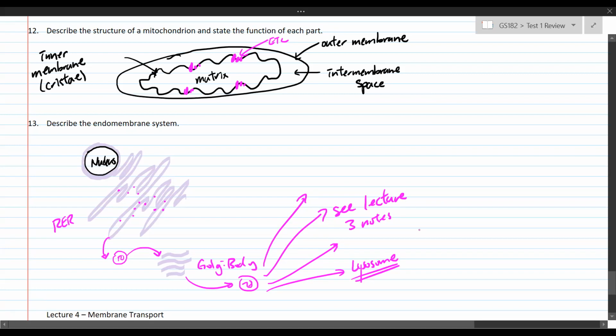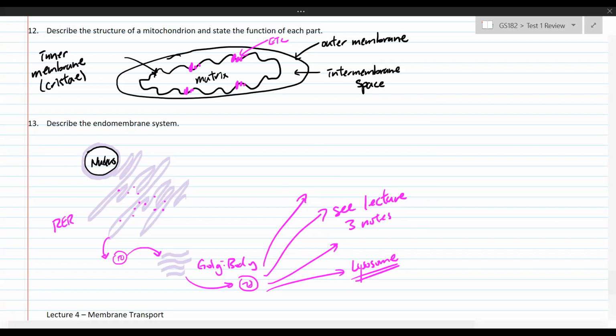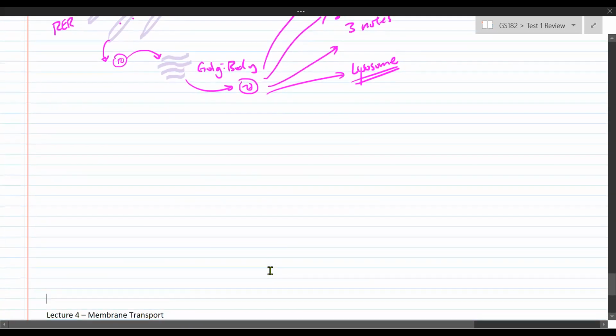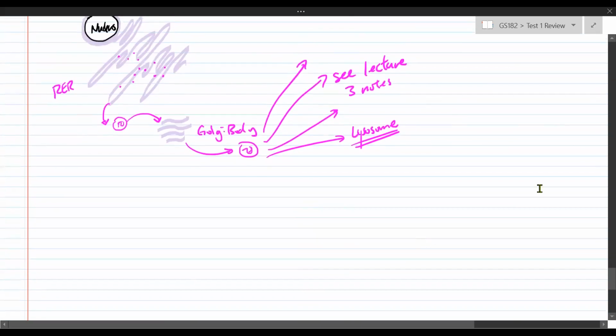Okay, so obviously there are a lot of organelles that exist in the cell, and we only cover some of them. So make sure you go through them yourself and you know their functions.